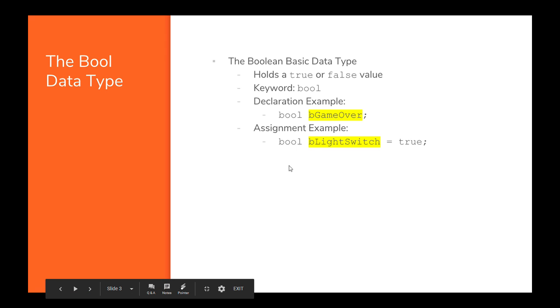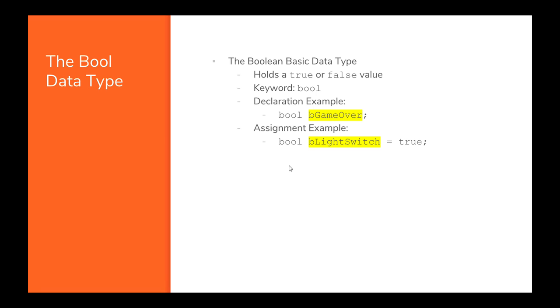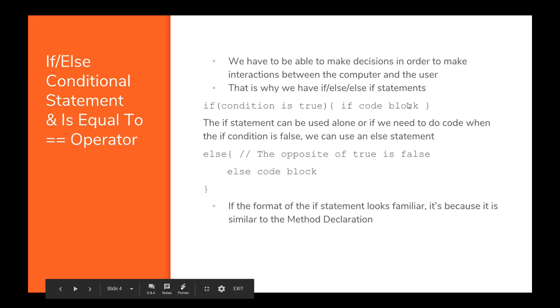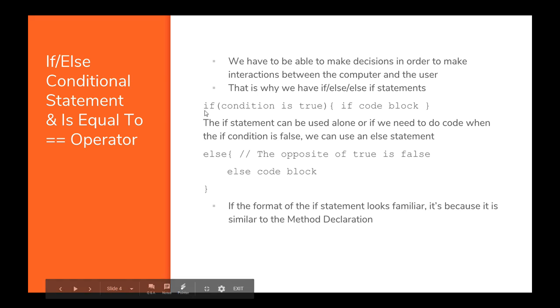Okay, now we will get to using these in just a second. But the first thing we have to do is learn how to make decisions. If we aren't able to make decisions in code, we can't make interactions between the computer and the user. That is why we have if, else, and else if statements. So the syntax for an if statement, and these are daisy chained together.